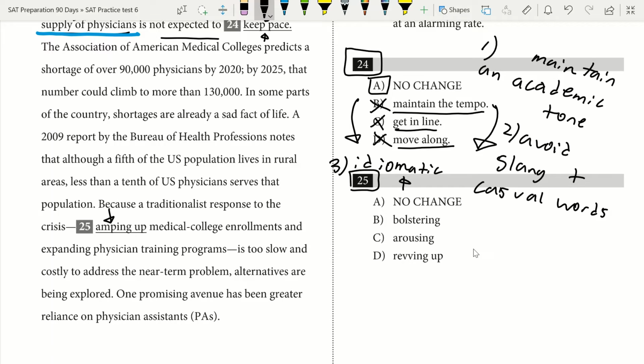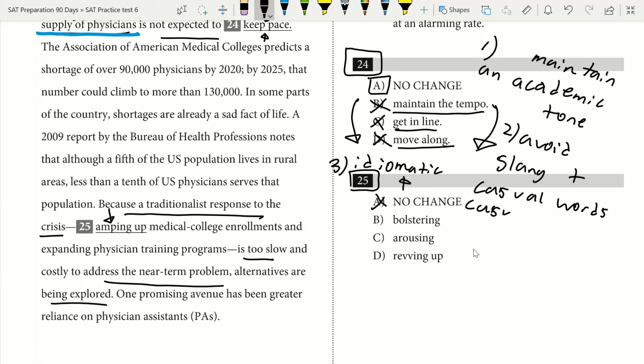But question 25, we have: because a traditionalist response to the crisis, okay, we're talking about the crisis of there being an increased demand for physicians but a lower supply, we have amping up medical college enrollments and expanding physician training programs is too slow and costly to address the near-term problem. Alternatives are being explored. Now, we wouldn't say amping up medical college enrollments in an academic essay like this. Amping up is too casual.